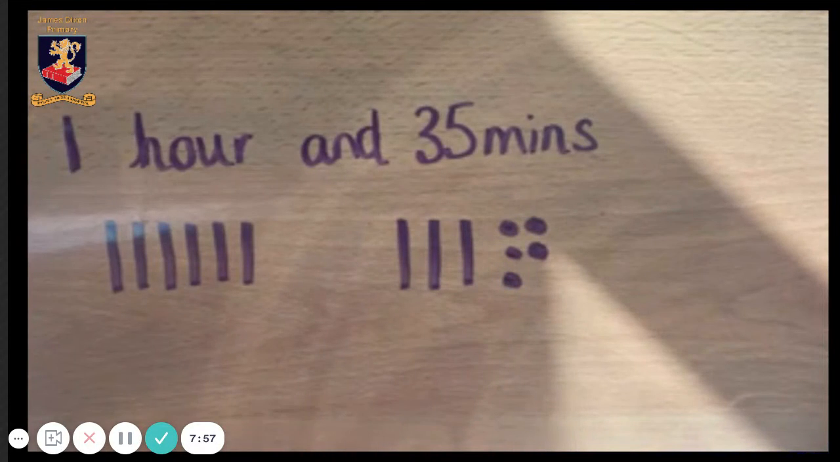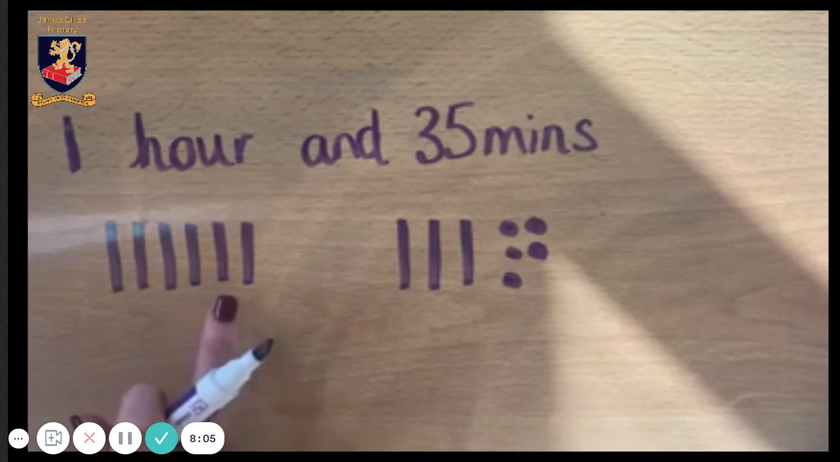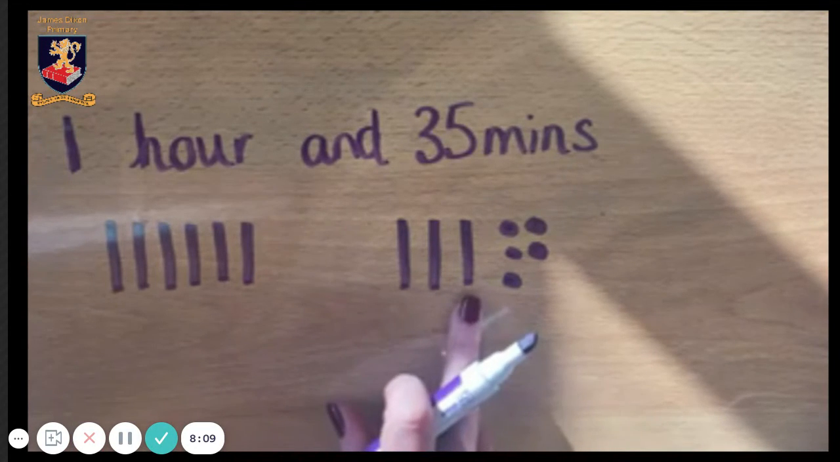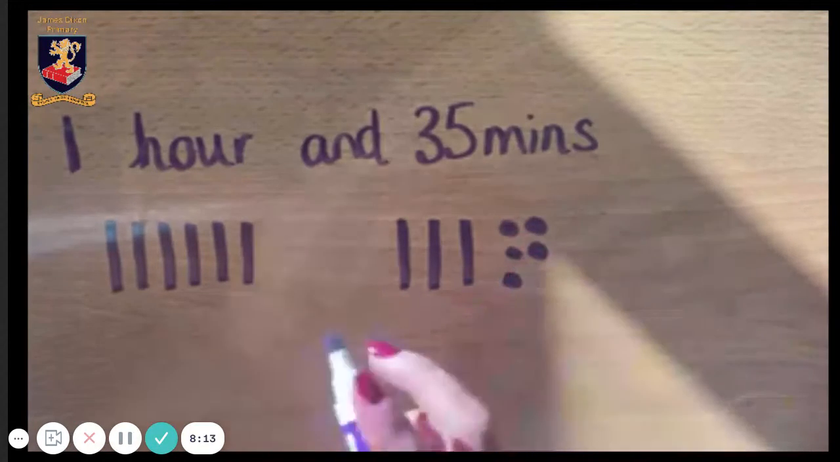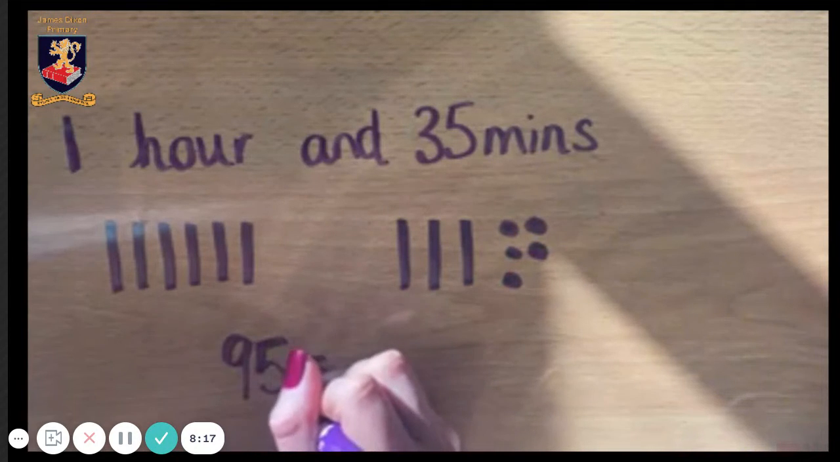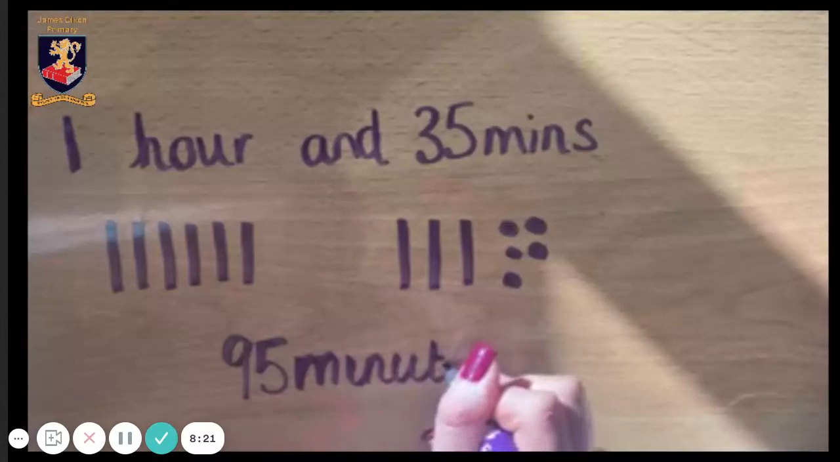Now to find out how many minutes that is the same as, I'm going to count in my tens, then on in my ones all together. 10, 20, 30, 40, 50, 60, 70, 80, 90, 91, 92, 93, 94, 95. 1 hour and 35 minutes is the same as 95 minutes.